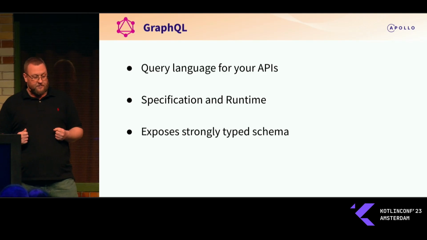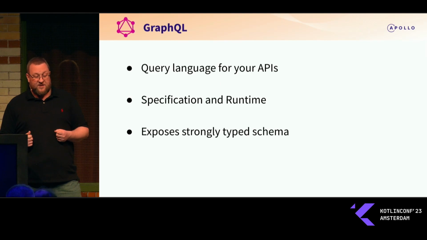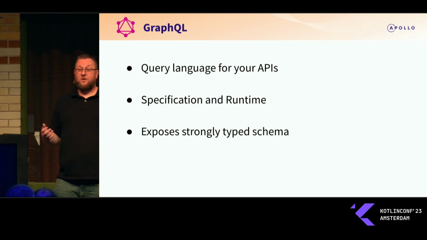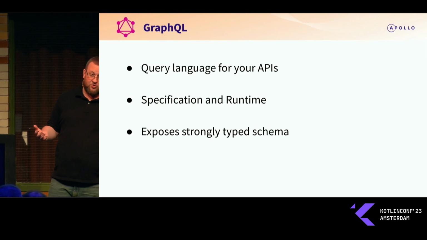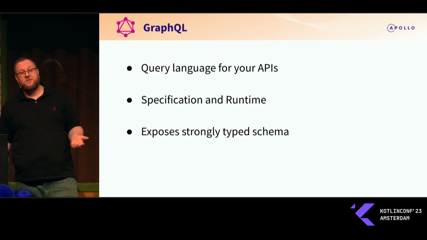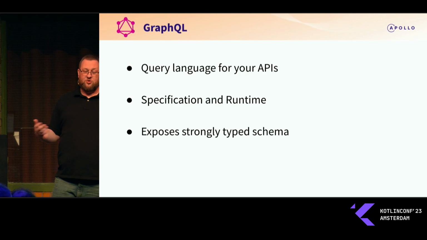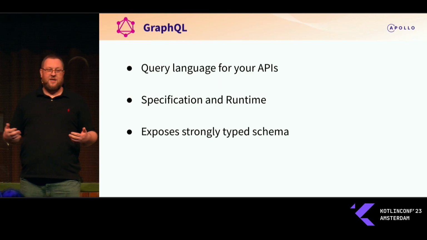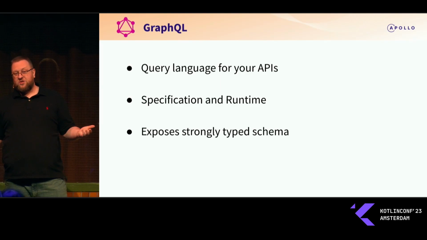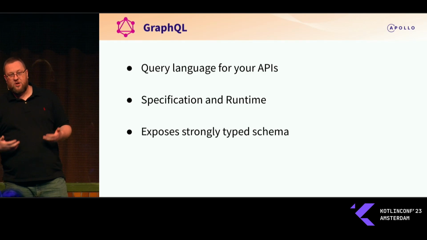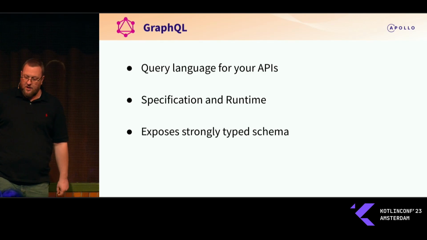And last but not least, GraphQL also supports polymorphism by means of interfaces and unions. Interfaces define some common traits or fields that all the implementing types have to share, and unions are just a disjoint collection of types.